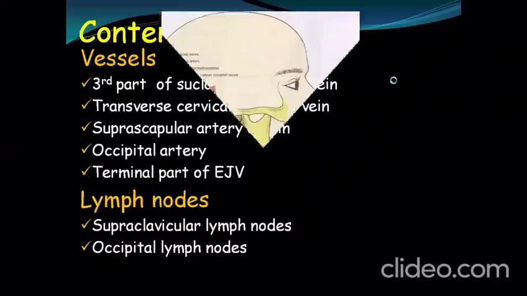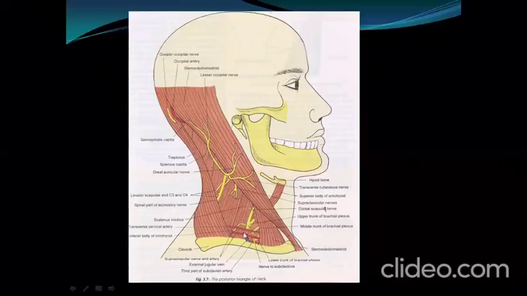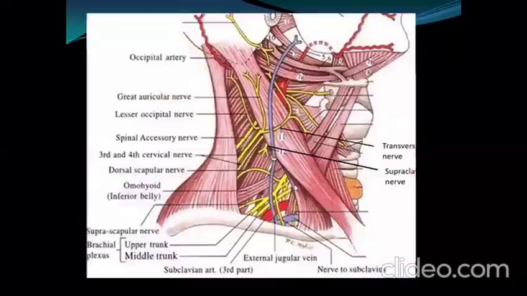So now we are going to see the structures in detail, specifically the structures present in the occipital triangle and the structures present in the supraclavicular triangle. Here you can see in this picture, the inferior belly of omohyoid has been taken out, and the remaining portions show the structures in the occipital triangle and the supraclavicular triangle. The main content is the spinal accessory nerve in the occipital triangle.